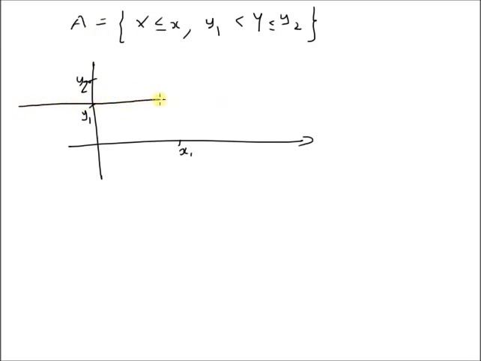So we can easily show that the event A is represented by the region bounded by this boundary. That is, the event A is represented by this shaded region, where the value of y changes between y1 and y2, and the value of x is between minus infinity and x1. So this is the x-axis and this is the y-axis.